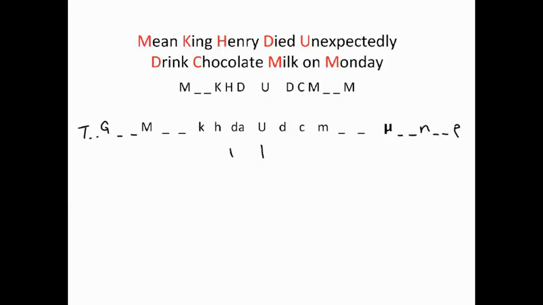deca is going to be 10 times the size of a unit. Hecta is going to be 100 times the size of a unit. Kilo is going to be 1,000 times the size of the unit, and so on and so forth. If you go in the other direction, deci is 1/10 the size of a unit. Centi is 1/100th the size of a unit. The milli is 1/1,000th the size of a unit, and so on and so forth.